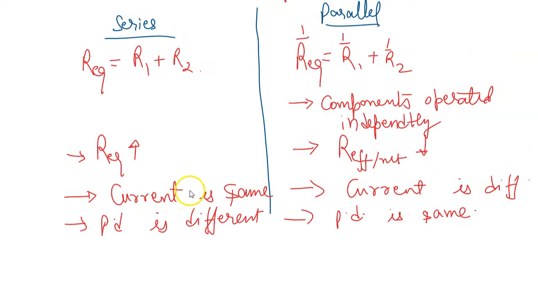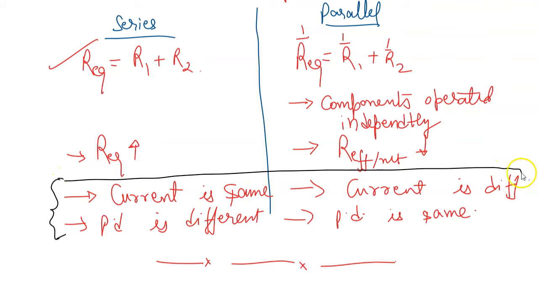So these are the main points that we will remember for series and parallel combinations. In the next class, we will see some questions based on the combination of resistors first, and then we will do questions based on circuits where we need to find the current and the potential difference across the resistors. So at that place we will require these two statements.